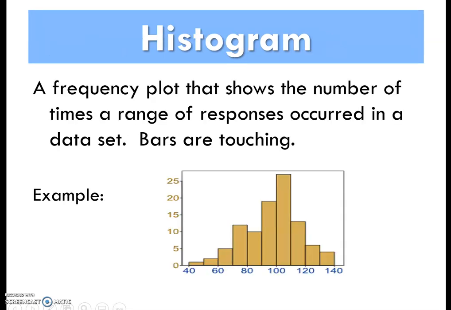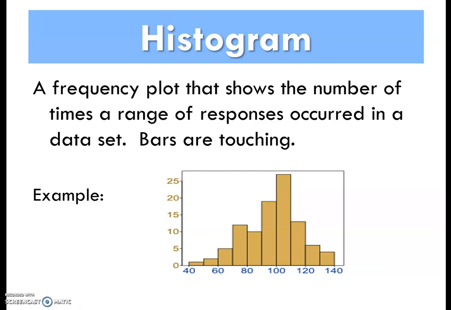The next one is a histogram. So a histogram is basically a bar graph. There's a few differences. This again is a frequency graph. It's showing how many in a range of numbers. So what that means is it's not necessarily showing you how many people made 100, how many people made 99, 98, 97. It's showing you how many people scored in the 90s. So there's no way to actually tell what the values are because they're in a range of values.